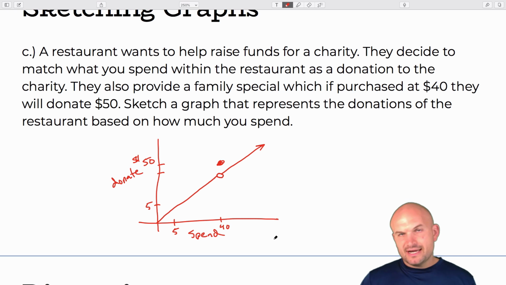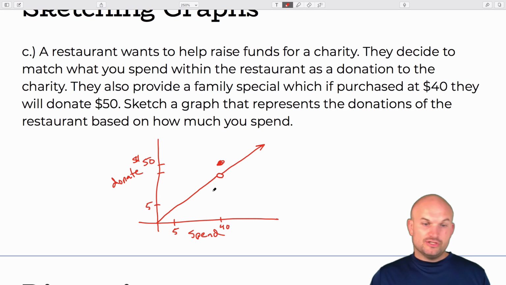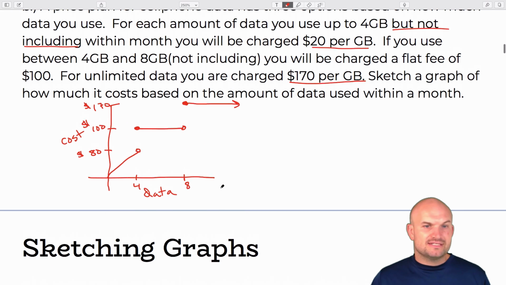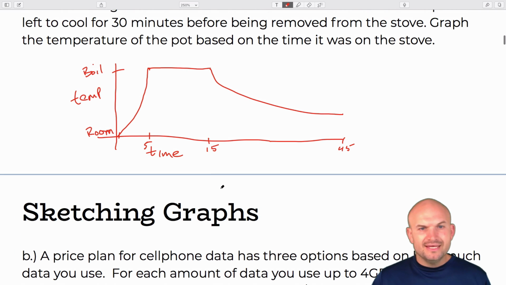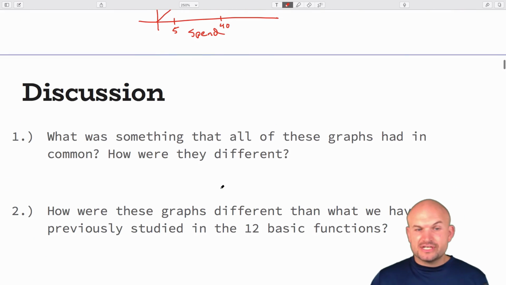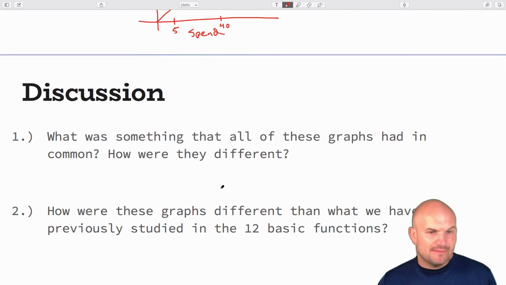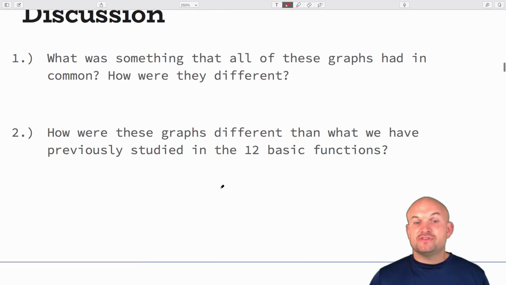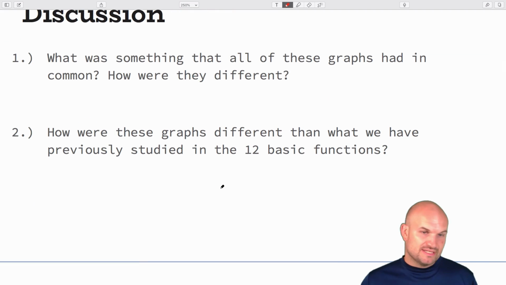All right. So again, I basically wanted my students to get used to looking at these graphs, seeing what these graphs look like, and seeing how they're related and how they're different from what they did. So we had a little discussion: what is something that all these graphs have in common? How are they different? How are these graphs different than the previously studied 12 basic functions?